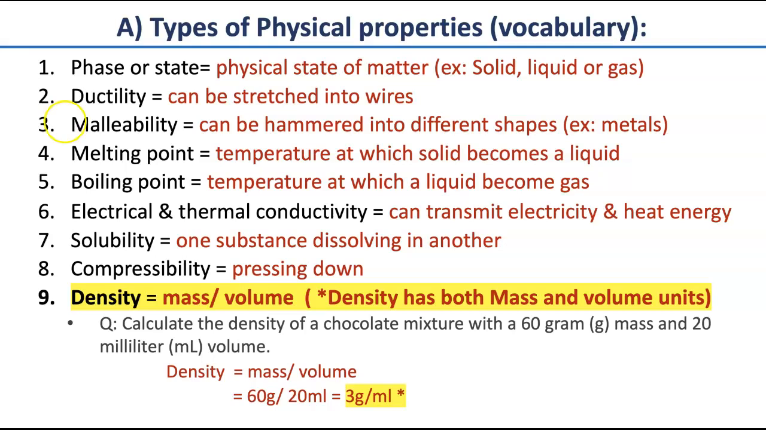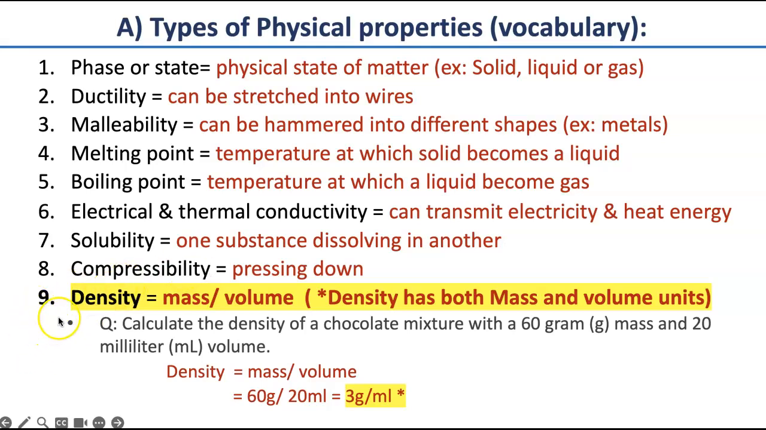And then electrical and thermal conductivity means does something conduct electricity, does electricity go through it, and does heat go through it. Solubility is the substance dissolving in another thing. For example, if you dissolve salt in water, you can extract the salt again by evaporating the water. Same with sugar. You can evaporate the water without heating it too much, then you will get back your sugar. Compressibility, this applies to gases because they're so far apart, you can squish them together.